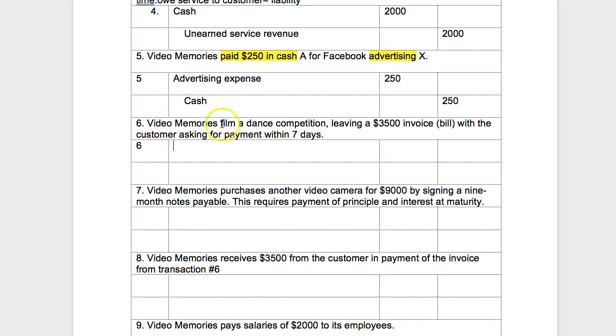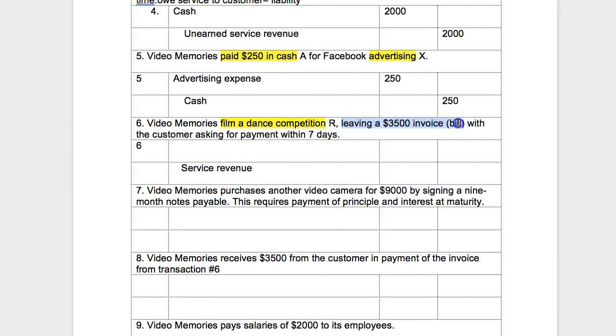Okay. Video Memories films a dance competition, leaving a $3,500 invoice. So filming a dance competition means that you are giving the service to the customer, and so this is going to be revenue. And because you're filming the competition, your revenue is increasing. When revenue increases, this is always a credit.